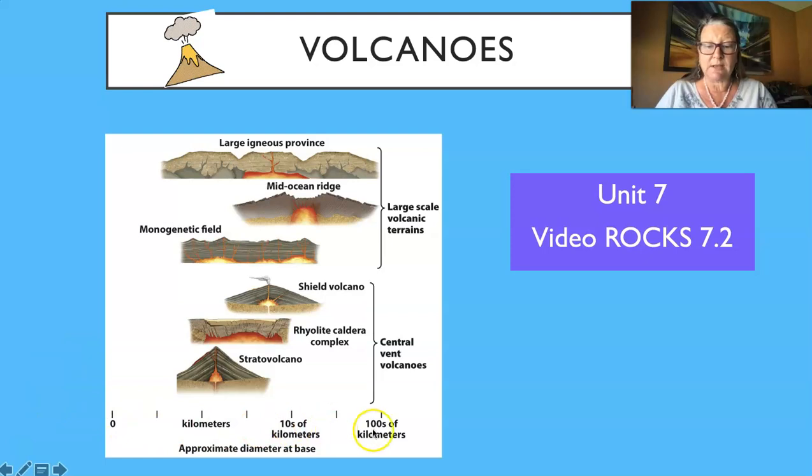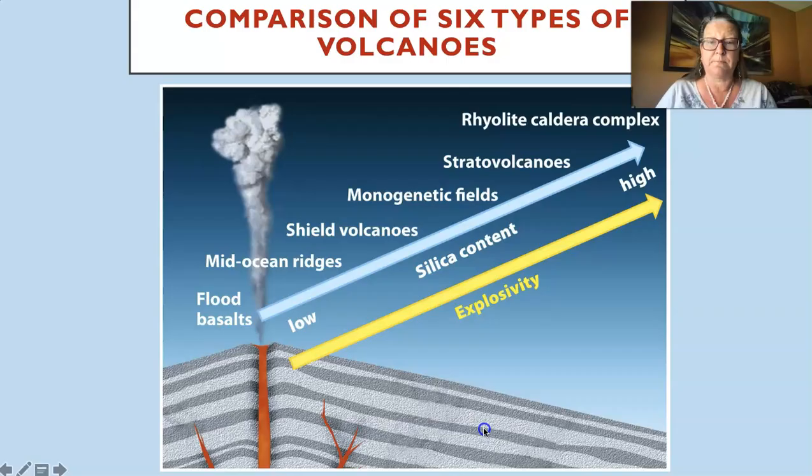Another thing to notice on this diagram is across the bottom, I have the approximate diameter at the base of the volcano. So if it lines up over here, it's got a kilometer-size base. And if it extends all the way over to here, it can be up to hundreds of kilometers in diameter.